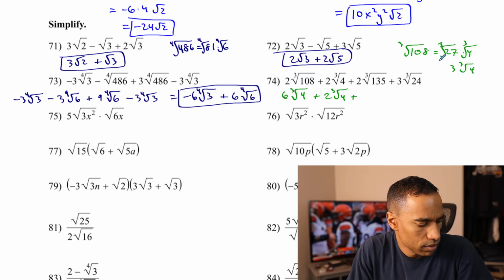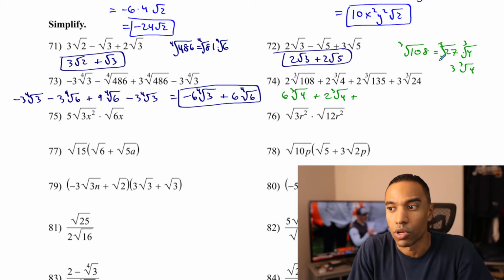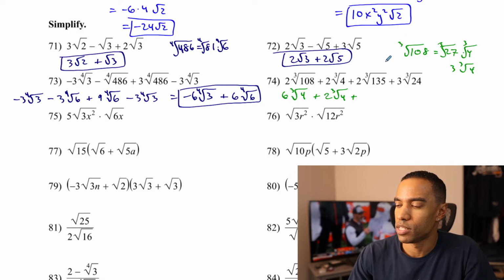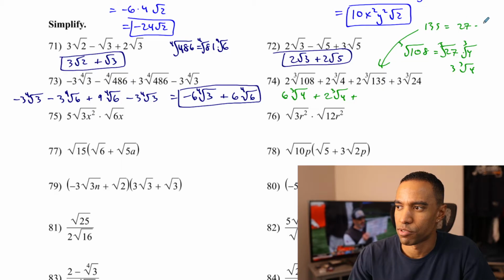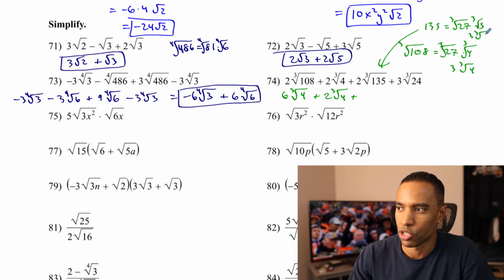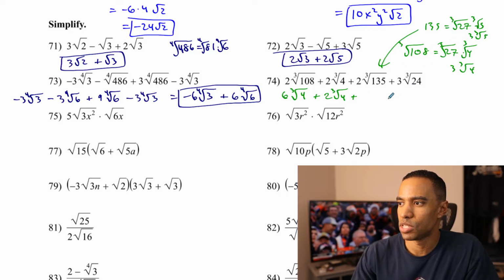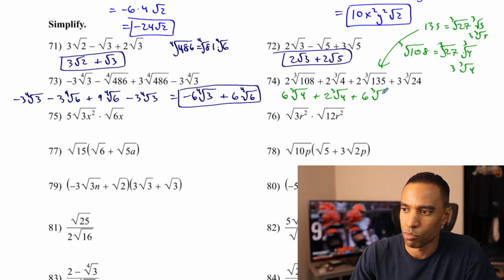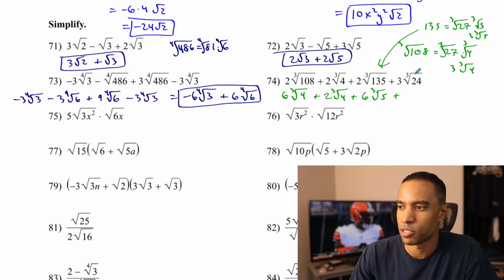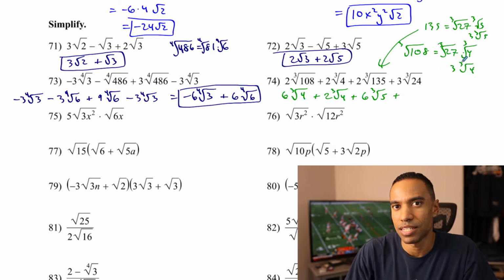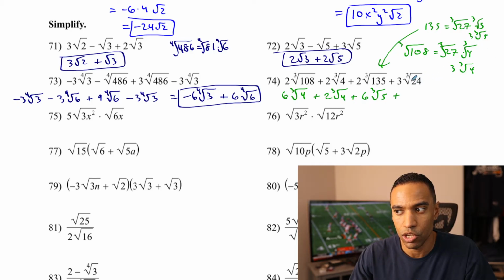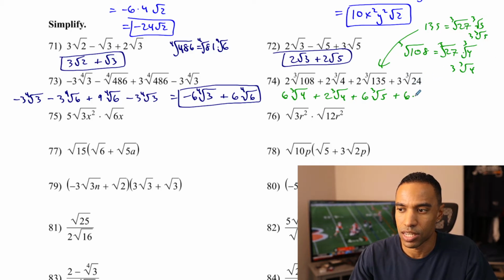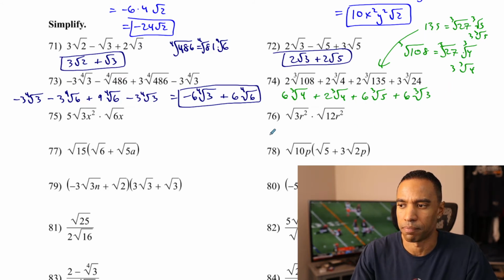135. What are my other cube roots? I got 20. 27 still works. So 135 is 27 times 5. So cube root of those is 3 times the cube root of 5. So 2 times 3 is 6 times the cube root of 5 plus, now 24 is 8 times 3. Cube root of 8 is 2. So 2 times the cube root of 3 times 3 is 6 times the cube root of 3.